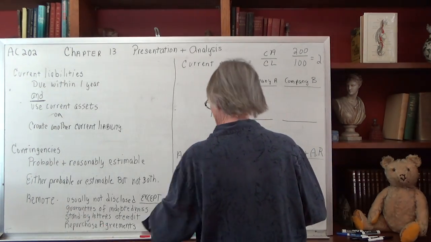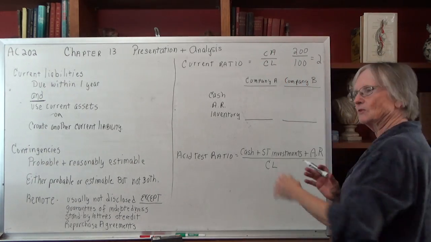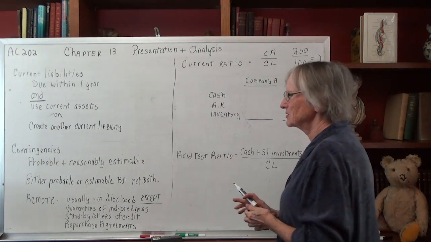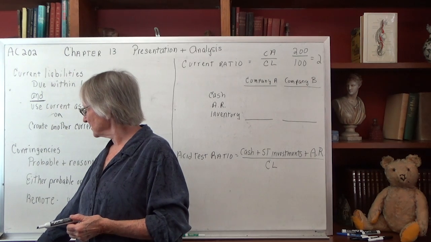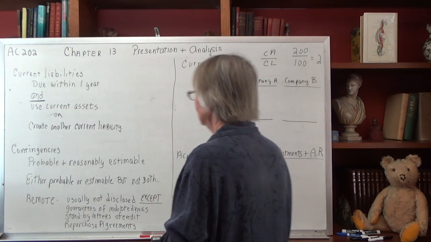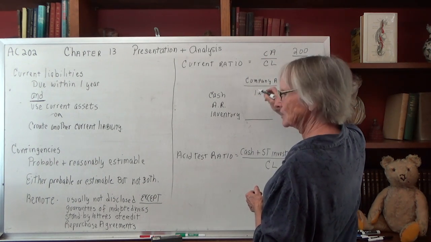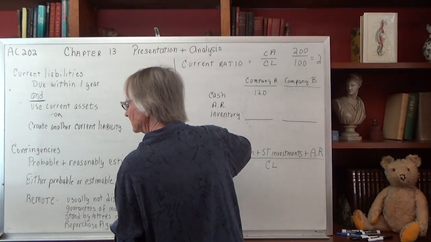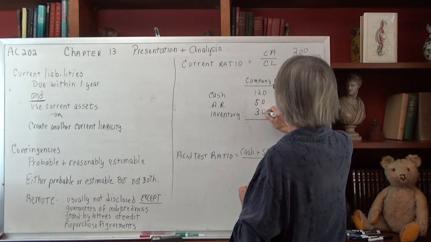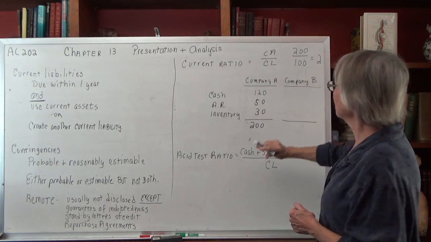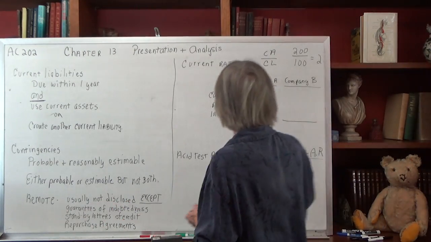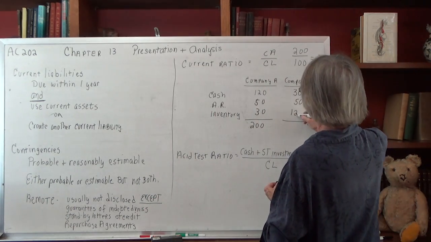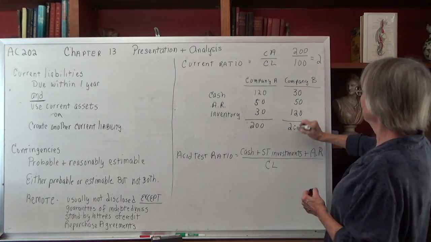Generally, you'd hope for this number to be greater than 1, because that would make the company a little less risky. But there's a caveat: you could have two different companies with the same current ratio, but one of them might be better off than the other. Say company A had 120 in cash, 50 in accounts receivable and 30 in inventory. That would give them the 200 current assets. Then you could have another company that had $30 in cash, $50 in accounts receivable, and the rest, 120 in inventory. And they too would have 200 as current assets.